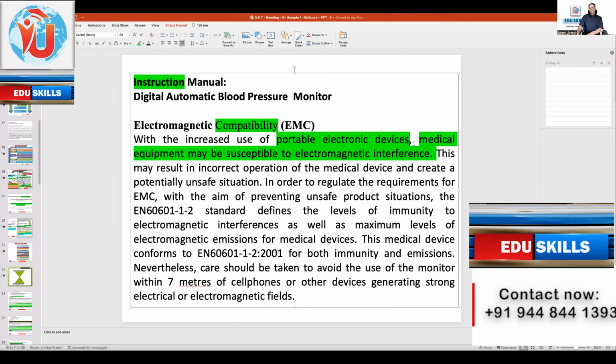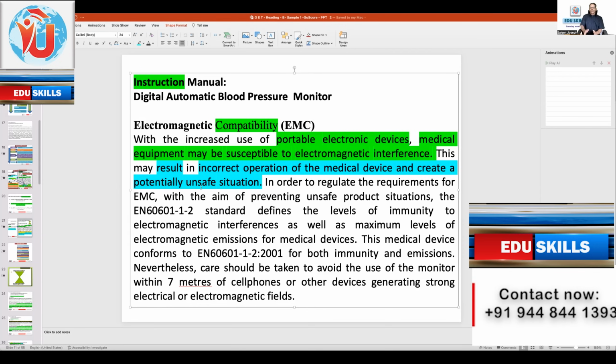Okay. Now, what is this? This is a problem, right? This statement is a problem. Now, next: this may result in an incorrect operation. The result or effect, cause and effect language, if you remember: result in incorrect operation of the medical device and create a potentially unsafe situation. So, what are the results? Incorrect operation of the medical device and a consequent unsafe situation. Two things are given there.